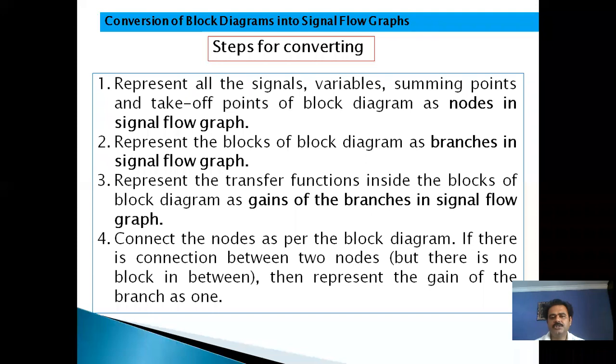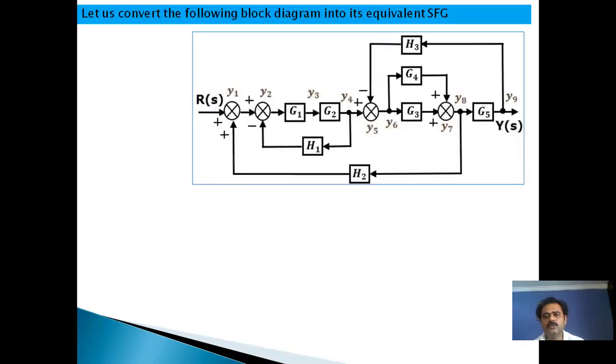Next, representation of transfer function inside the block as a gain of the branch in signal flow. So the transfer function is represented by gain, the block is represented by branch, and all the junctions are represented by variables. Okay. Now finally, if there is no gain in between two nodes, we have to represent it with a unit gain. Okay. So that we have seen.